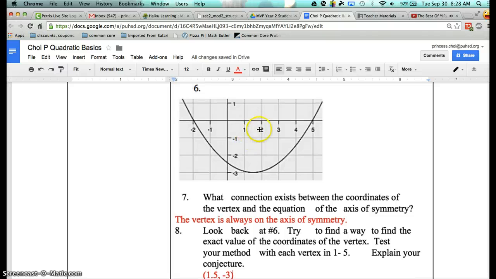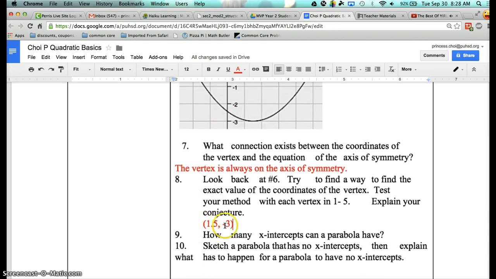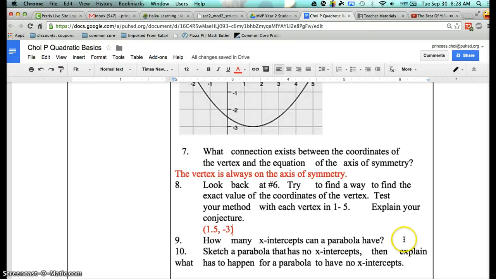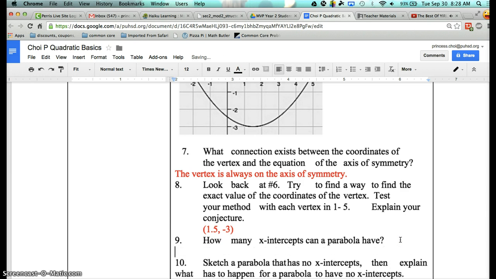Because I always first find my x value by going up, and then I find my y value by going to the left, okay? And that's how I got 1.5, comma, -3. But then it says, try to find a way to find the exact value of the coordinates of the vertex, and then try the same with question number 1 through 5. We're not going to do that. We're just going to look at number 6. How do you think Miss Choi got the x value of 1.5, even though I wasn't quite sure? I want you to think about this, and then write a sentence for me. But for now, I have to move on to number 9 because I only have 5 minutes left.